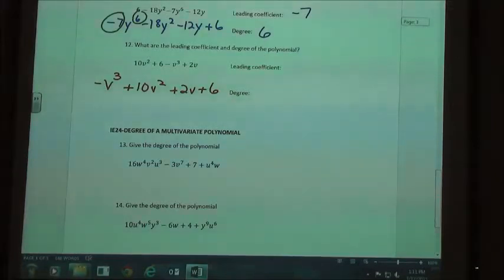So then the leading coefficient would be negative 1, right?